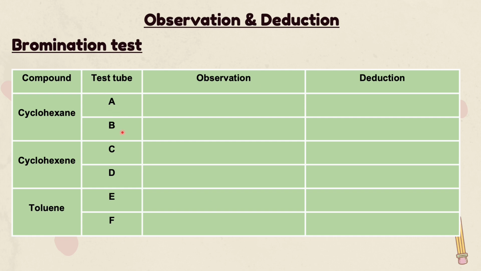One of the test tubes we will expose to sunlight. One of the test tubes we will cap in the dark. So for example, cyclohexane: test tube A, which has cyclohexane with bromine, we are going to expose to the sunlight. Test tube B we will cap in the dark. And your table must have observation and deduction.